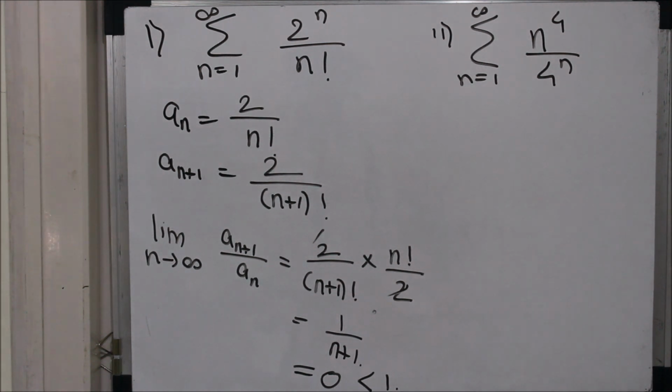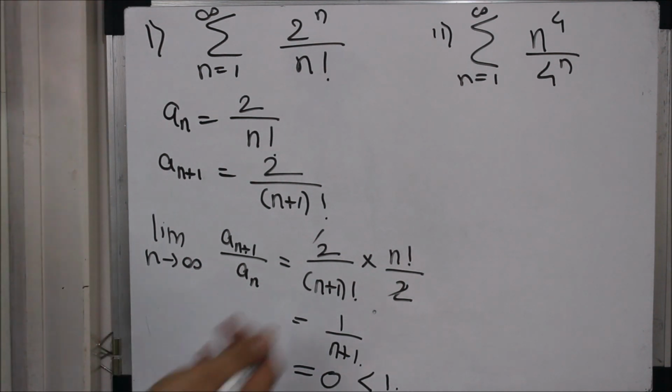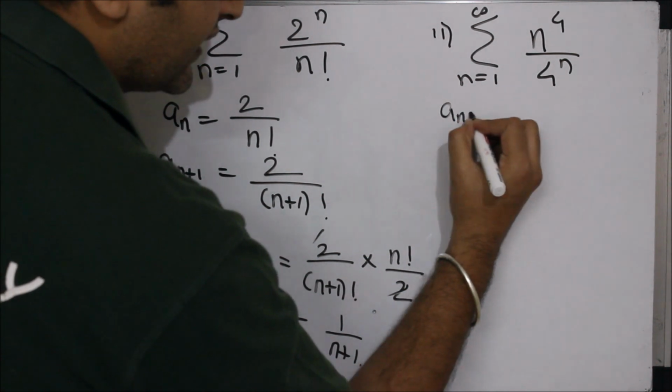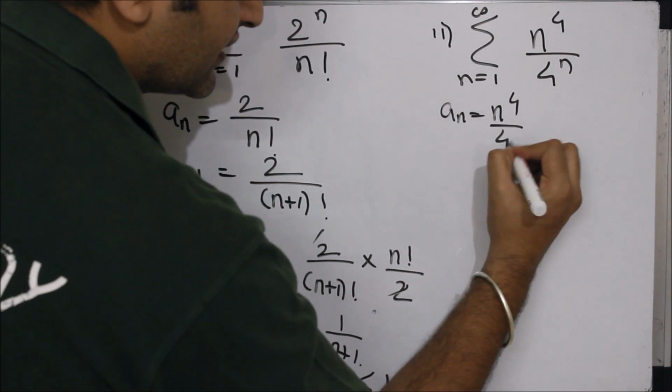Like this you can think, okay, if I want to use comparison, there is no constant term, there is no exponential, log or trigonometry terms, so I cannot throw away anything. So it is difficult to choose your Bn. So therefore you try for ratio test. So here my An is what? An is n raised to 4 upon 4 raised to n.